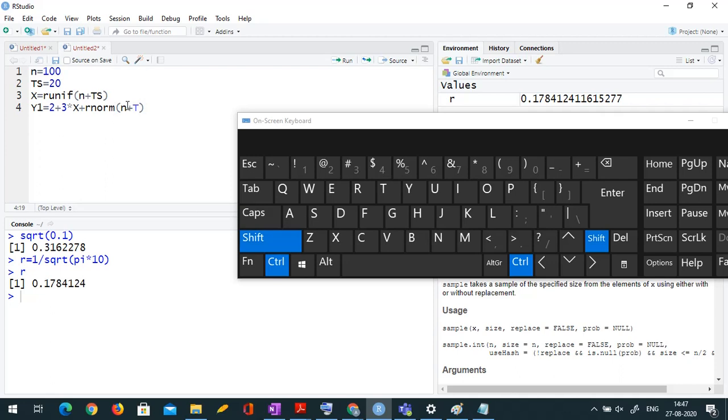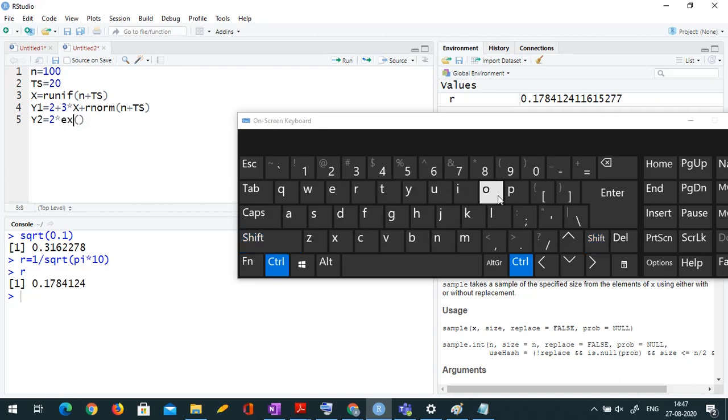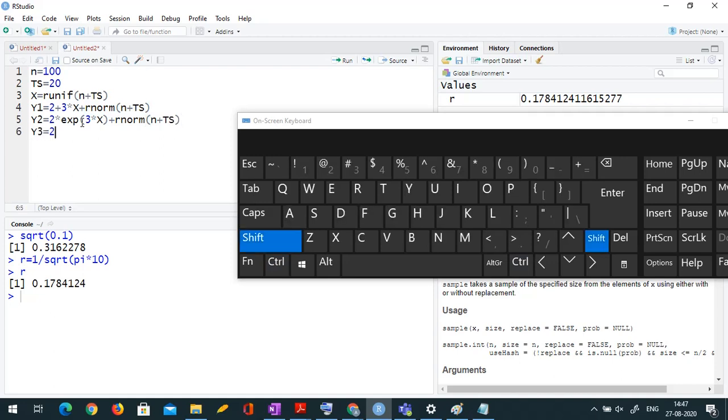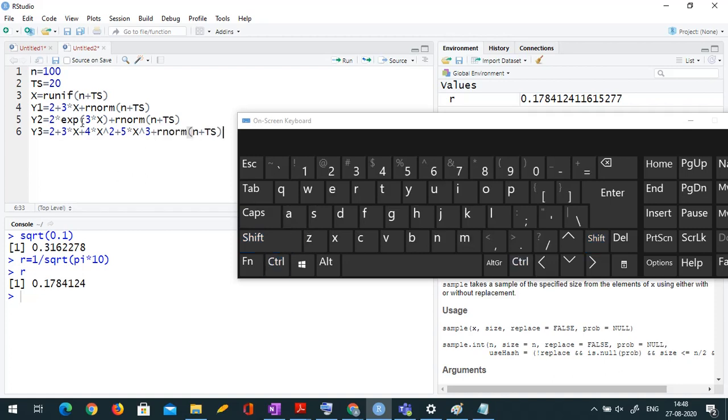Then y2 is 2 into e raised to 3x plus, these may be different errors now, so rnorm of n plus ts. And y3 is 2 plus 3x plus 4x square plus 5x cube plus rnorm of n plus ts.